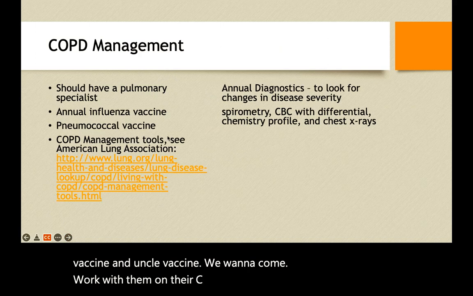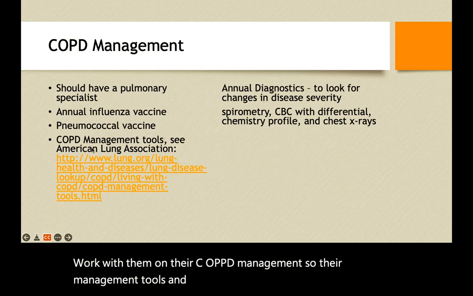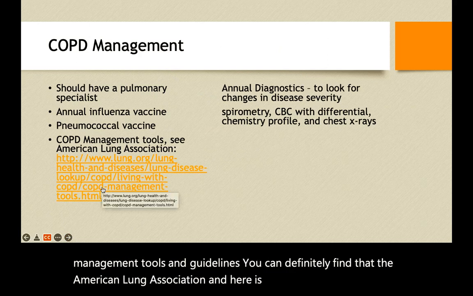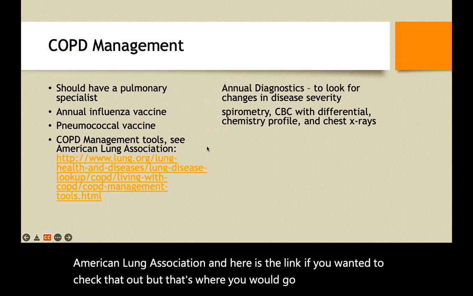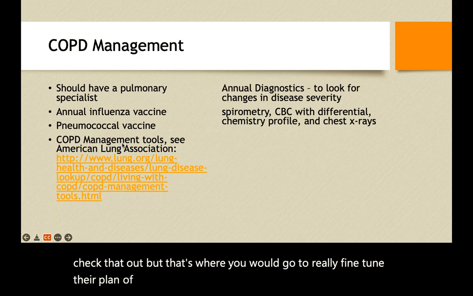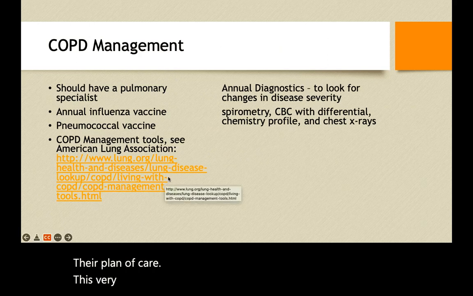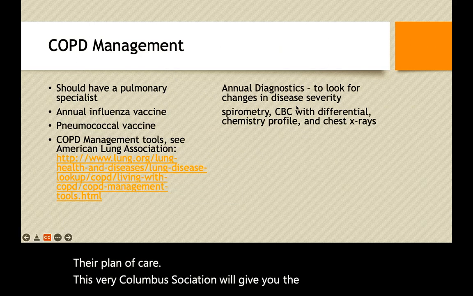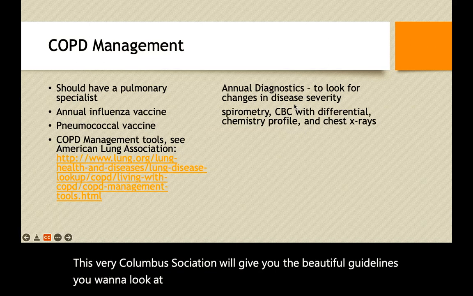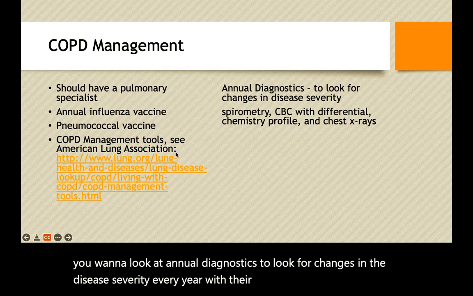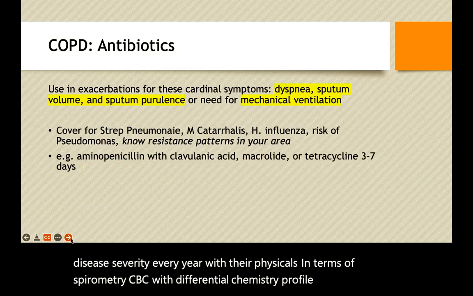We want to work with them on their COPD management. So their management tools and guidelines, you can definitely find at the American Lung Association. And here is the link if you wanted to check that out. But that's where you would go to really fine tune their plan of care. The American Lung Association will give you the beautiful guidelines. You want to look at annual diagnostics to look for changes in the disease severity every year with their physicals, in terms of spirometry, CBC with differential, chemistry profile, and chest x-rays.